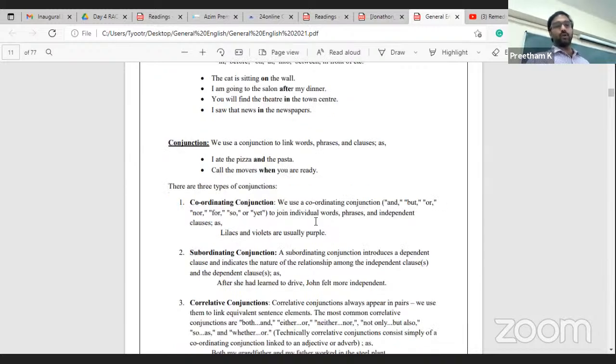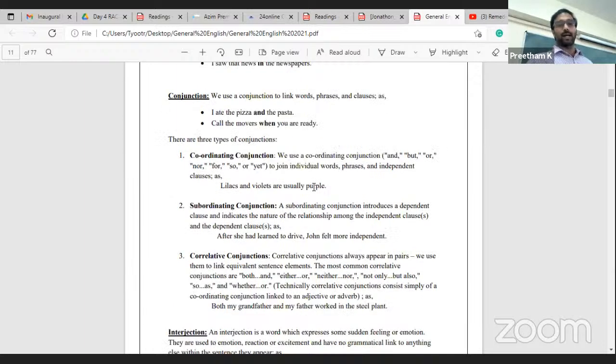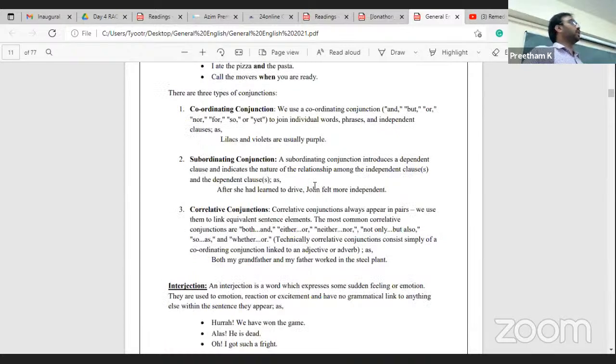Then conjunctions. We use conjunctions to link words, phrases, and clauses. I ate the pizza and the pasta. Call the movers when you are ready. So conjunctions connect two different words, phrases, or sentences. Then we have various types: coordinating, subordinating, and correlative. We use coordinating conjunctions, for, and, nor, but, or, yet, so, to join individual words, phrases, and independent clauses.